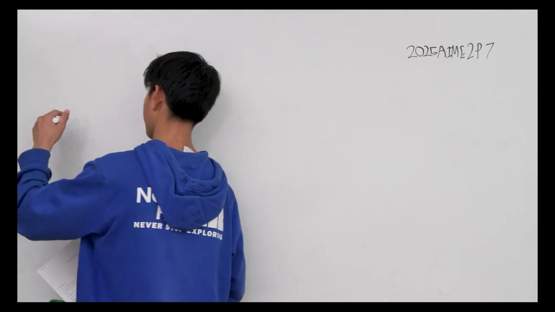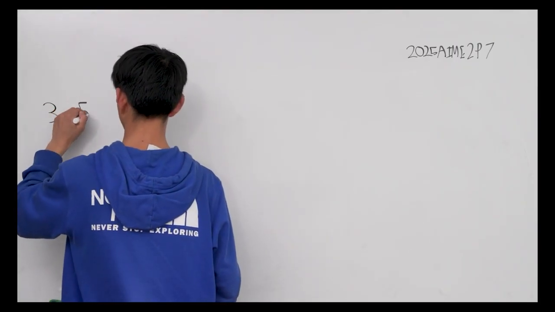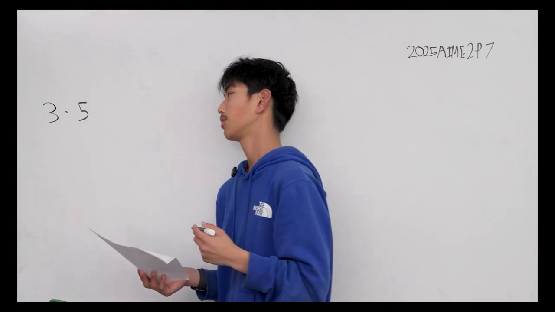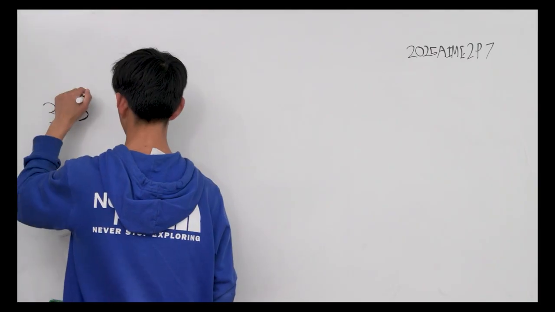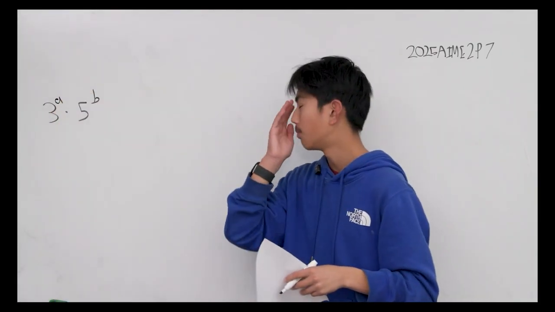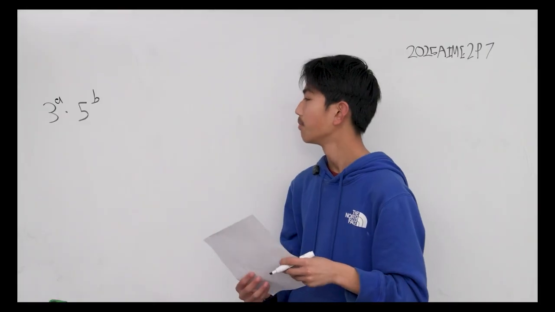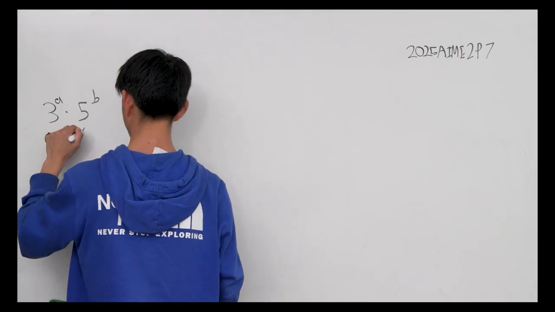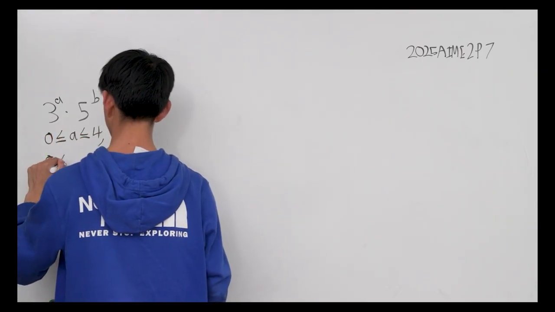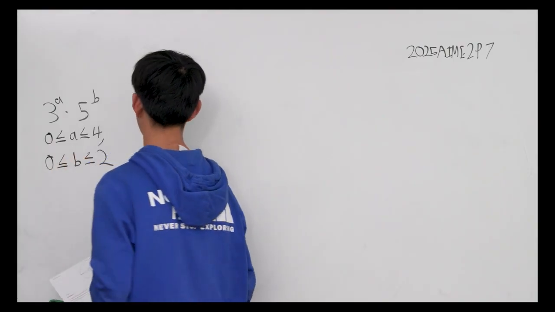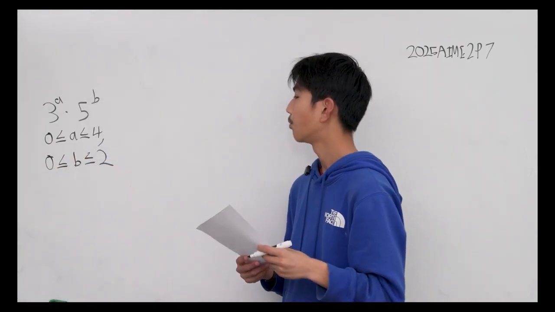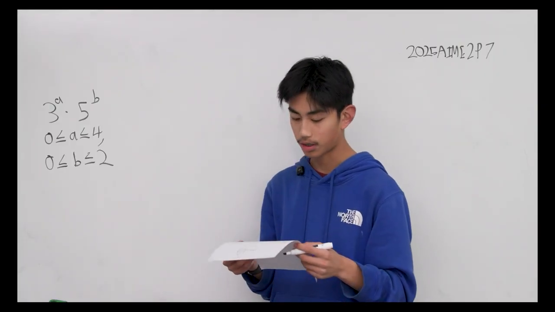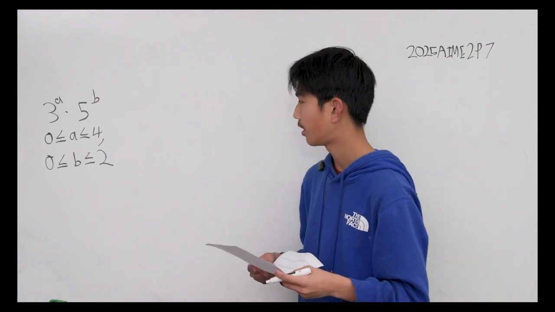So we know we have to have a base of 3 and a base of 5. Now the powers do vary, which is where the probability comes in. So let's say the power for 3 is A and the power for 5 is B. We then know that A has to be between 0 and 4, and B has to be between 0 and 2. This way, we have basically put this question in a simpler way that we can solve.